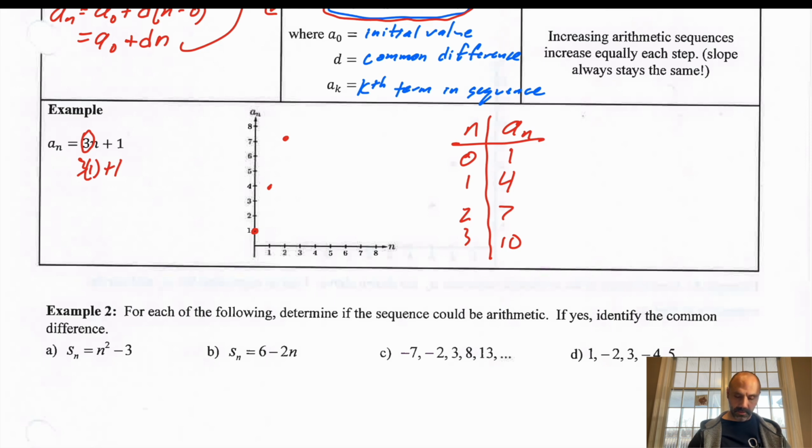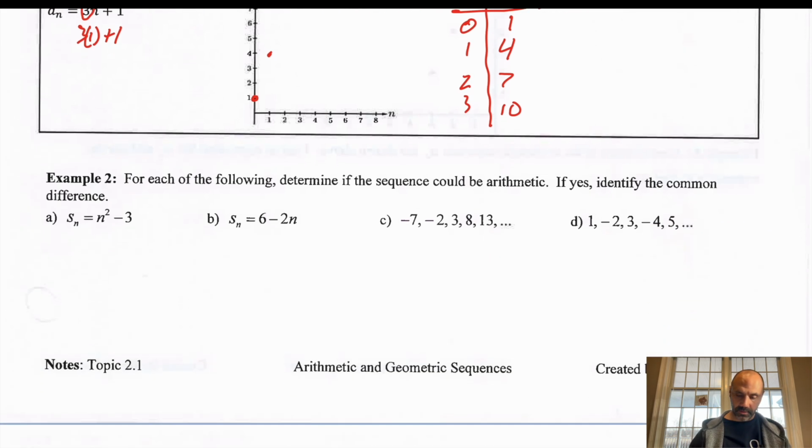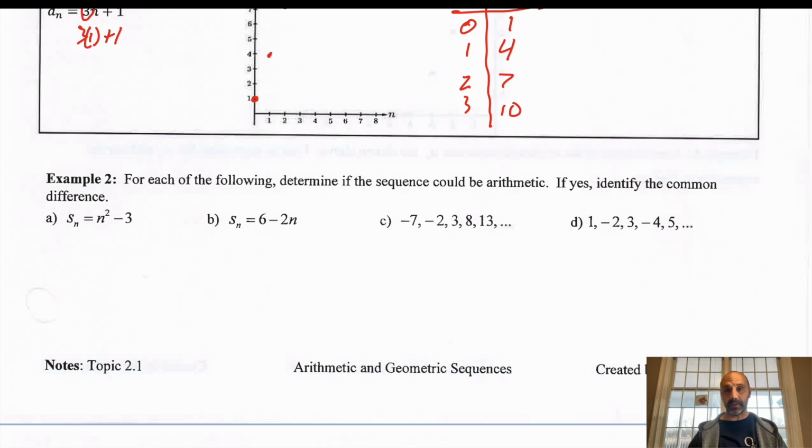Now they give us some examples of sequences. They're asking if each sequence is arithmetic. Again, arithmetic just means a common difference between the output terms. So for A, we can create a little table. We can already tell by the form of it, it's got this n squared in there. This is not going to be an arithmetic sequence because it's not going to give us a common difference each time. But we can set it up anyway.